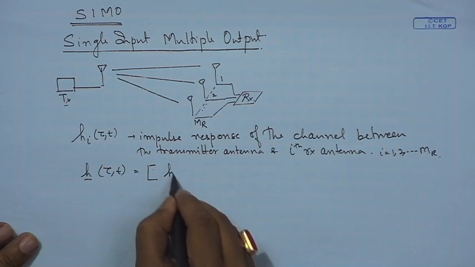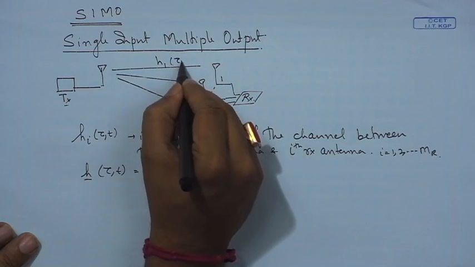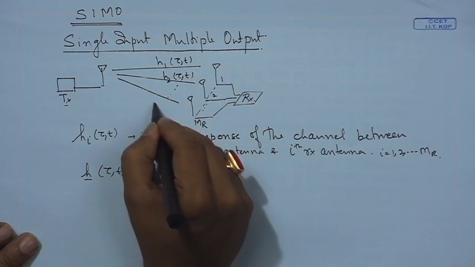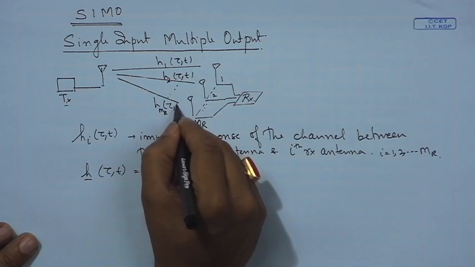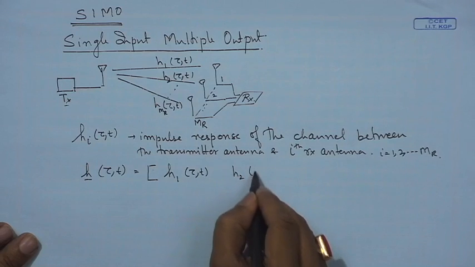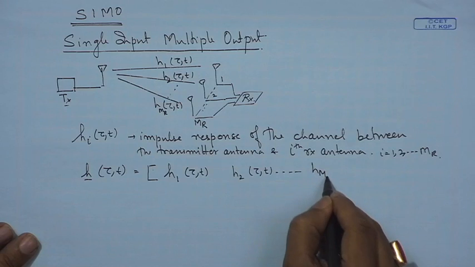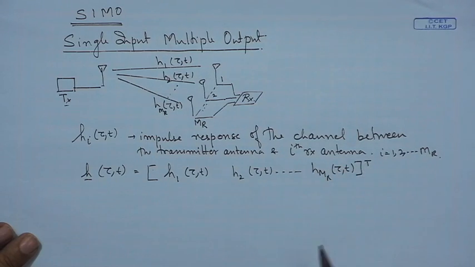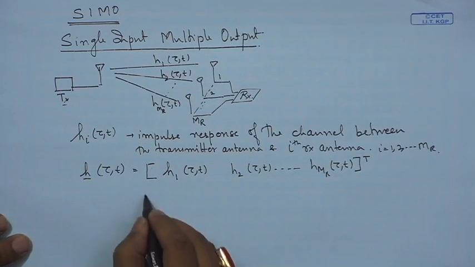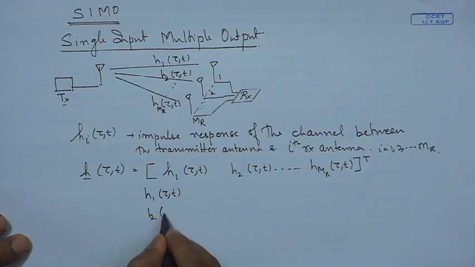We would write it as h1 of tau comma t, that means the first link, h2 of tau comma t, and so on up to h M_R of tau comma t, with a transpose. So transpose of this vector. So at the outset, let me remind you that we would use linear algebra, and most of the studies on MIMO communications use results from linear algebra. So one would require basics of linear algebra, vector operations and matrix operations to be revised at all points of time. So when we say this, what we mean is that effectively we are talking about a column: h1 of tau comma t, h2 of tau comma t and so on up to h M_R of tau comma t.